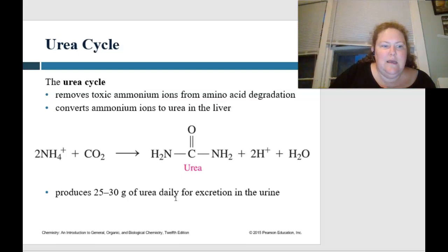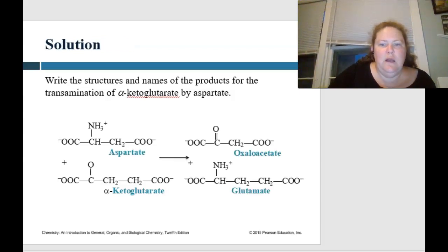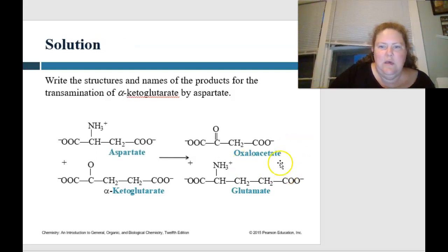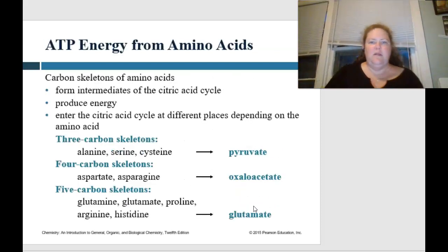So let's see how we're doing. Let's write the structures and the names of the products for the transamination of alpha ketoglutarate by aspartate. So pause me and come back. All right, so did you get this? Right, so we had that to start with, and then we're going to turn it into oxaloacetate and glutamate. So great job.